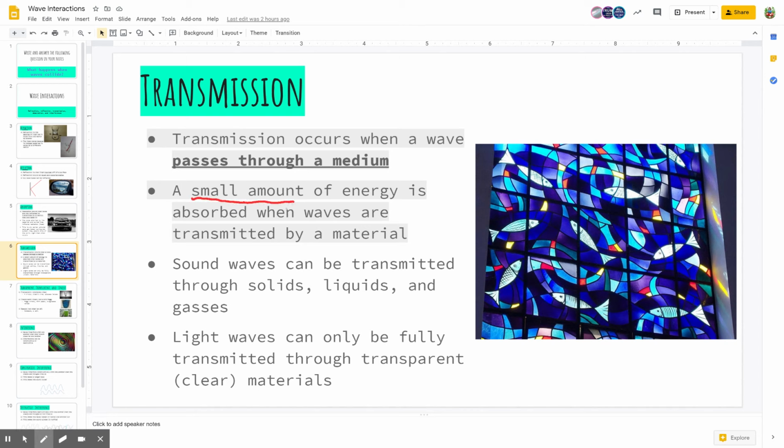Any kind of wave can be transmitted. Light can pass through a solid, liquid, or gas. Sound can pass through solids, liquids, and gases. But this is just the easy example to show you. Since we see light all around us, this is the easiest example for us to talk about.